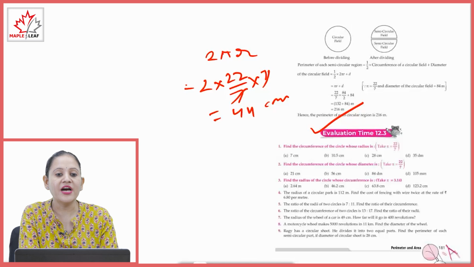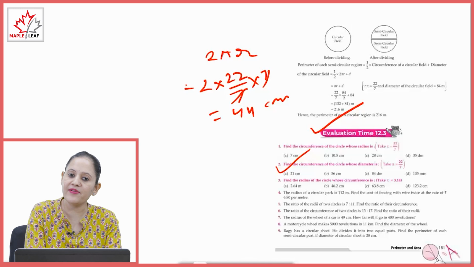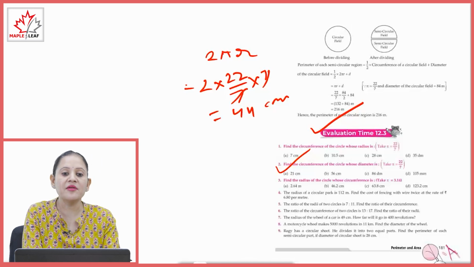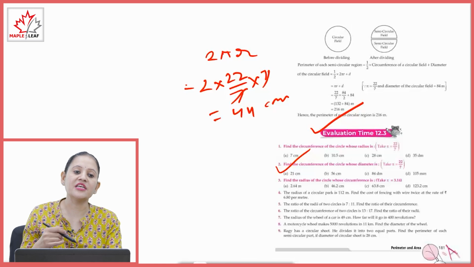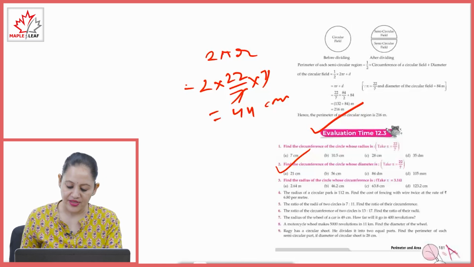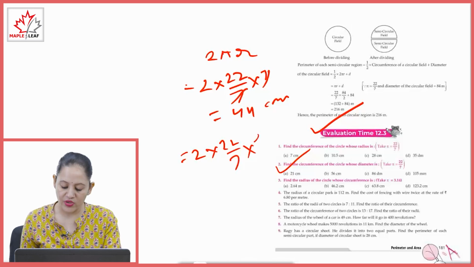Next is find the circumference of the circle whose diameter, here the diameter is given and pi we will take as 22/7. Diameter is 2 times of radius. So to find the radius, we will divide the diameter by 2. So that is equals to 2 into 22/7 into 21/2.